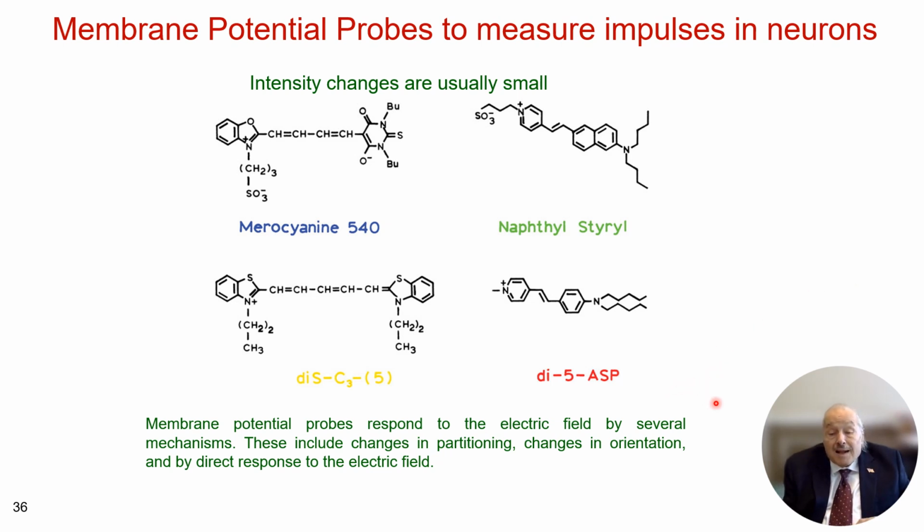My reason for lack of excitement in that is because the mechanism is not always known. It was hoped that they would be responsive to the electric field across a membrane, but the changes in intensity that are seen are probably not due to the electric field across the membrane, but to changes in partitioning or changes in orientation when a neuron fires. So they work, but not the way it was hoped that they would work, as actually sensing an electric field.